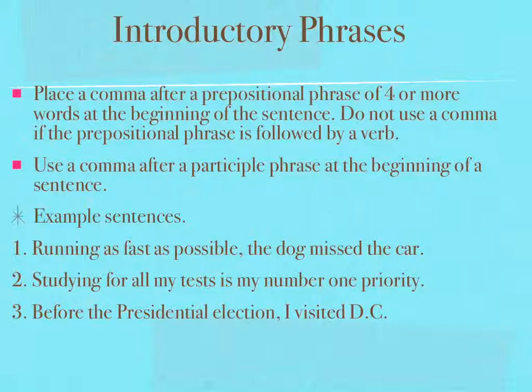Number 1. Running as fast as possible, comma, the dog missed the car. This is a participle phrase that starts with the ing word, running as fast as possible, describing the dog.